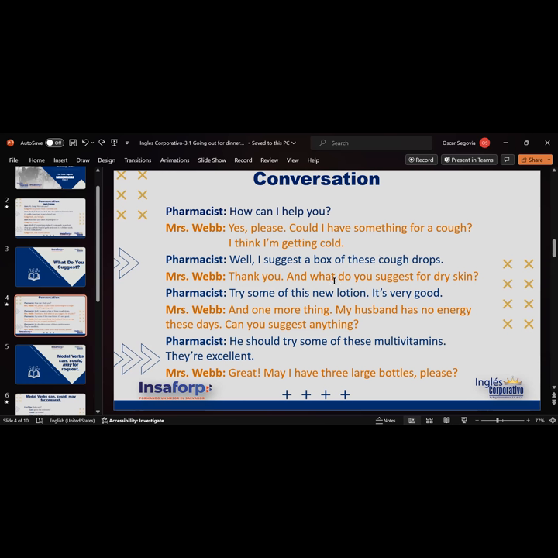So yeah, cough drops. And then we continue with the conversation and she asks for a suggestion, some sort of remedy, medicine for dry skin. So the pharmacist suggests that she can try some of the new lotion, which in the pharmacist's opinion is very good. Then apparently her husband has been feeling not his best in the last few days, so the pharmacist ends up suggesting multivitamins. So yeah, it's a regular conversation you could have at a pharmacy, or a drugstore.